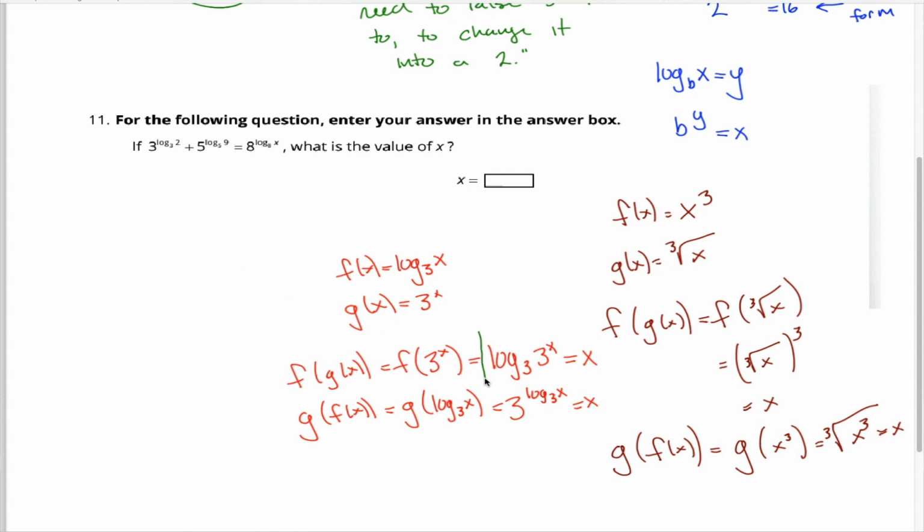Think about what this thing right here is saying. The log base 3 of anything is asking you the question, what power do you have to raise this base, the 3, up to, if you want to change it into 3 to the x? What do you got to raise 3 up to if you want it to be 3 to the x? Well, x, because 3 to the x would be 3 to the x. The log base 3 of 3 to the x is equal to x because this 3 raised up to this x is the same as 3 to the x power.